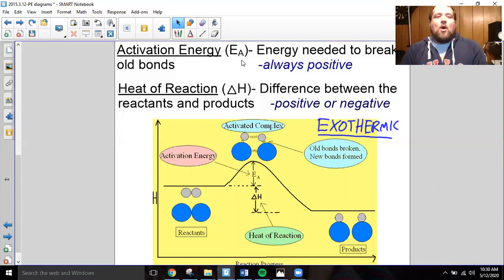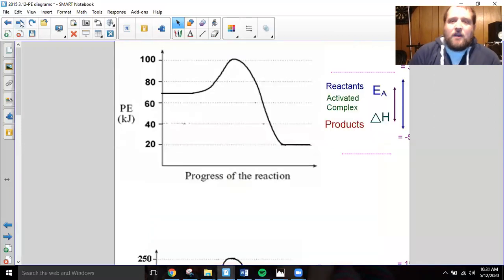Okay, so what you'll have to do on your assignment is, if you're given a potential energy diagram like this, you'll have to tell me what's the energy of the reactants, the products, the activated complex, and also what's the activation energy and the heat of reaction. On the y-axis, the scale, PE stands for potential energy, and that's in kilojoules. I think we talked about that in the year.